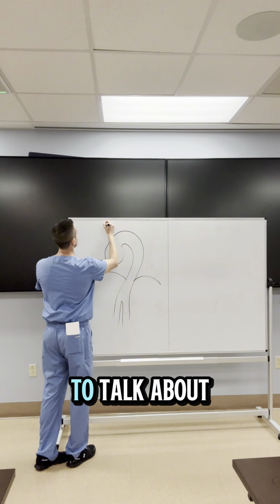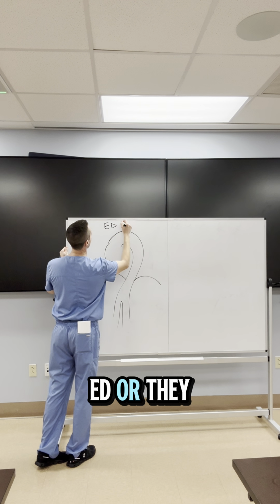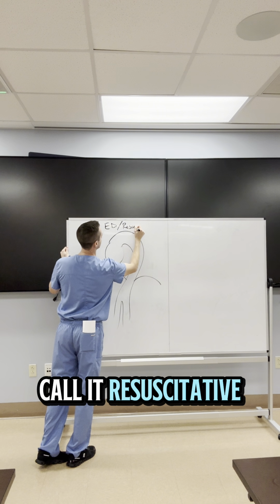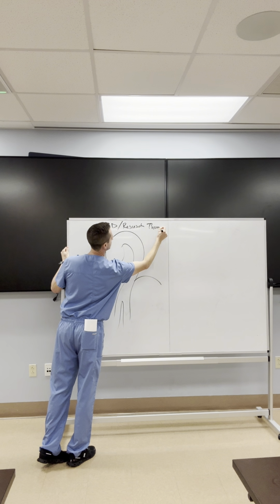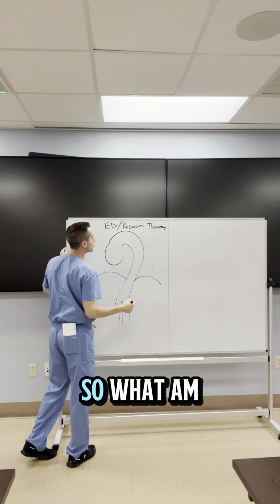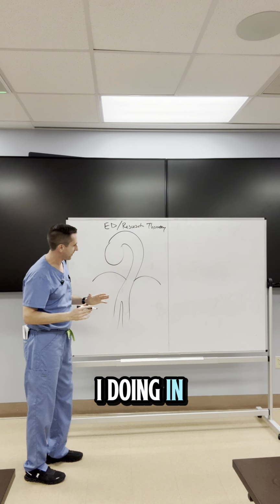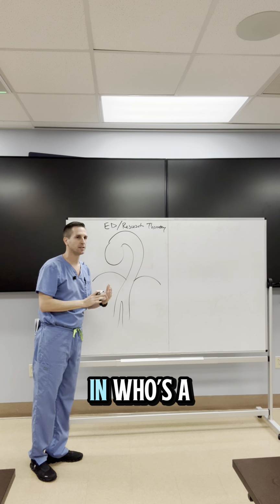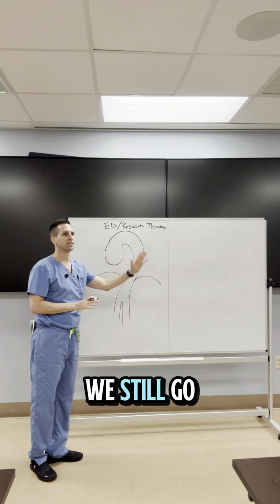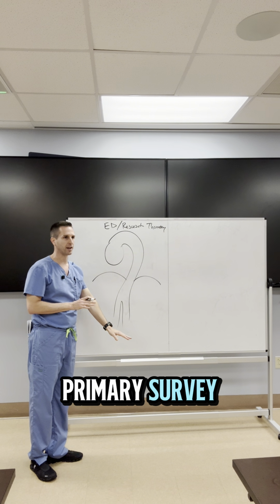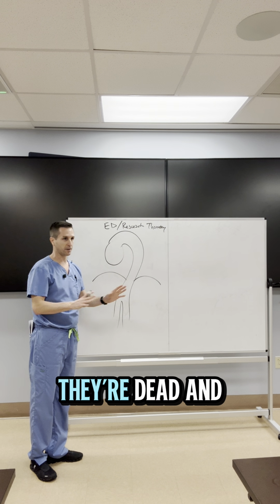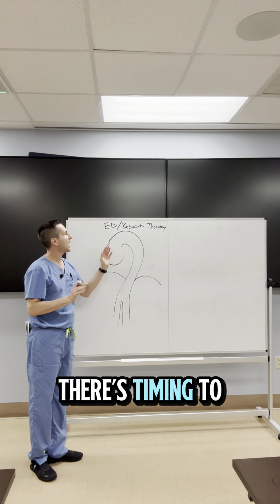Okay, so I want to talk about ED, or what they call resuscitative thoracotomy. So what am I doing in that? It's a patient who comes in who's a traumatic arrest. We still go through ATLS and still do a primary survey, but they have no pulse, right? They're dead. And there's timing to this.